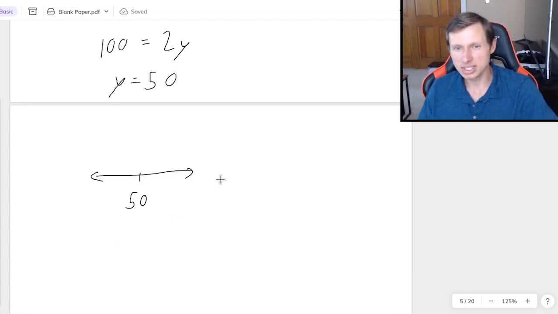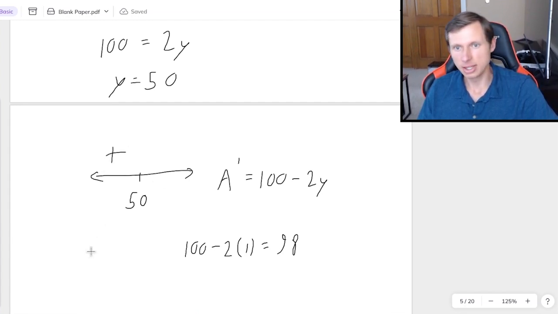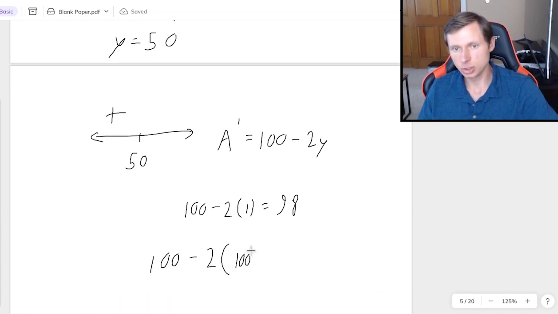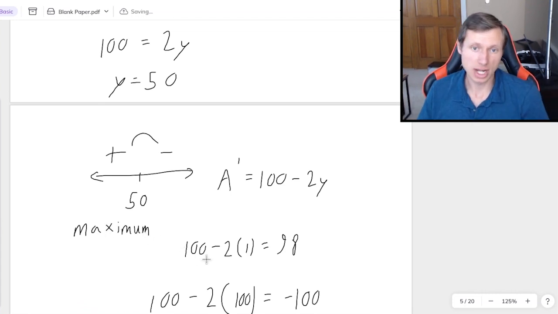And now I need to plug in points in my derivative, 100 minus 2y. So first I'll choose a number like 1, very easy. 100 minus 2 times 1, that's 98, which is really just positive, that's all I care about. And then if I choose a number like 100 to the right side, it's going to be 100 minus 2 times 100, giving me negative 100, or more importantly, a negative number. Because we have positive to negative, that is going to be a relative maximum, which is great because that's what the question asked for. The question asked for a maximum area.